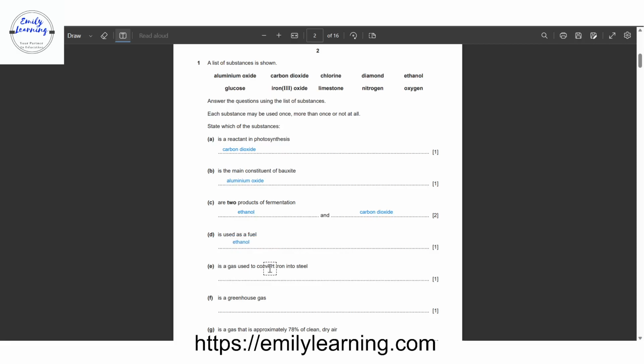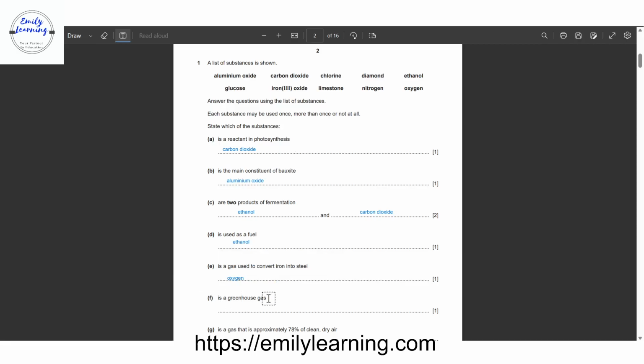Next, E is a gas used to convert iron into steel. To convert iron into steel, we need to dope things in, and we'll be using oxygen to convert iron into steel. This one is basically memory work from the metals chapter.